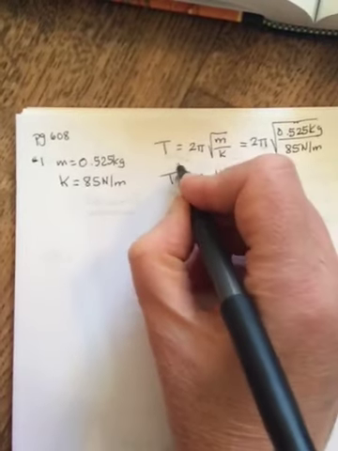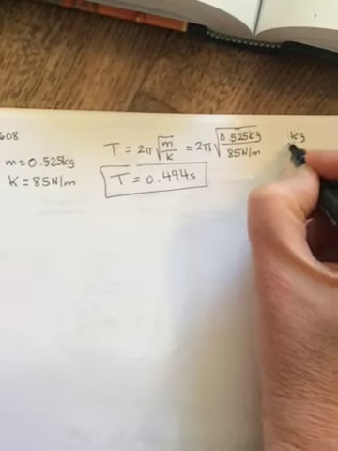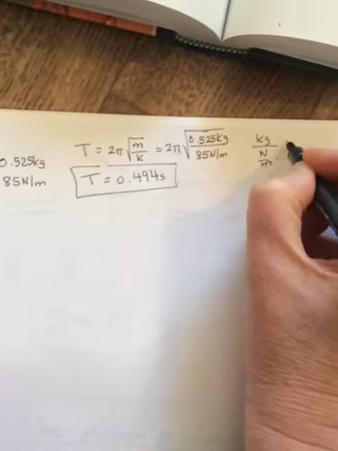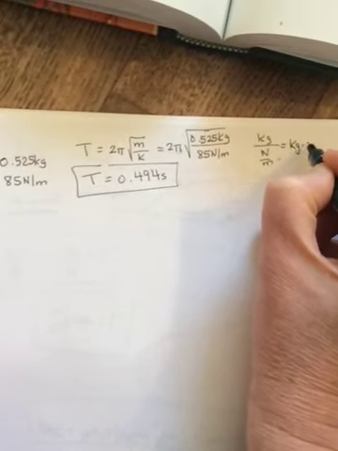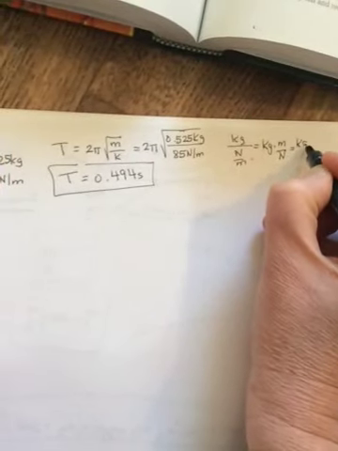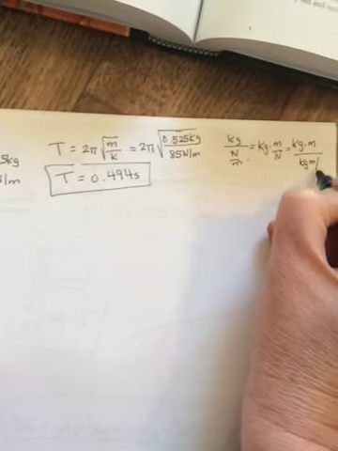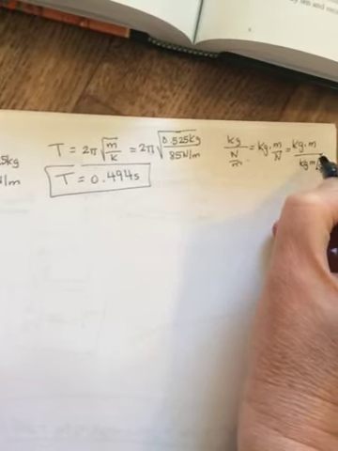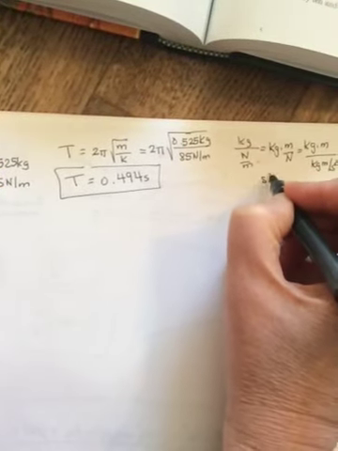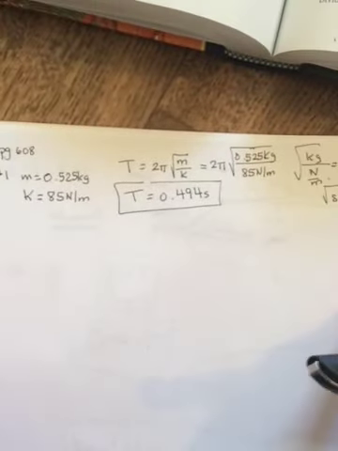0.494, and it's seconds. And in case you don't believe that, kilogram over a newton per meter, dividing by a fraction is the same as flipping and multiplying, so a meter over a newton, and then remember a newton is a kilogram meter per second squared. So it'll be 1 over second squared. In other words, second squared, and that was all under the square root, so you get seconds.